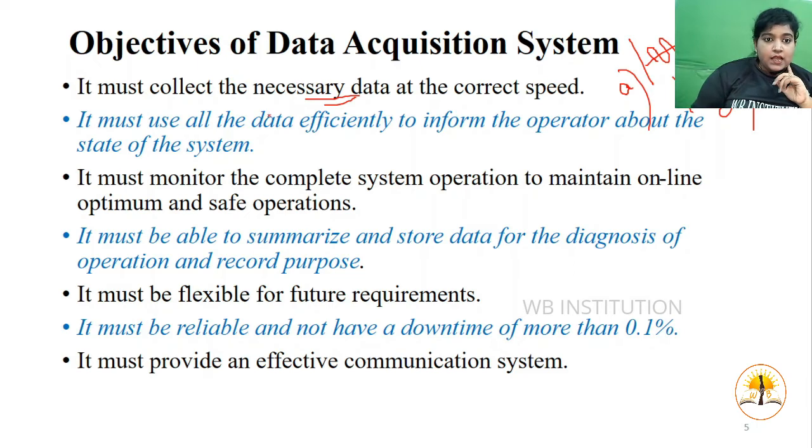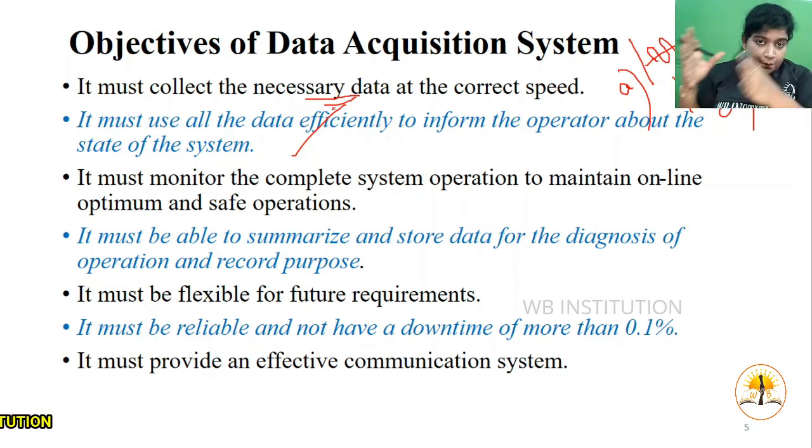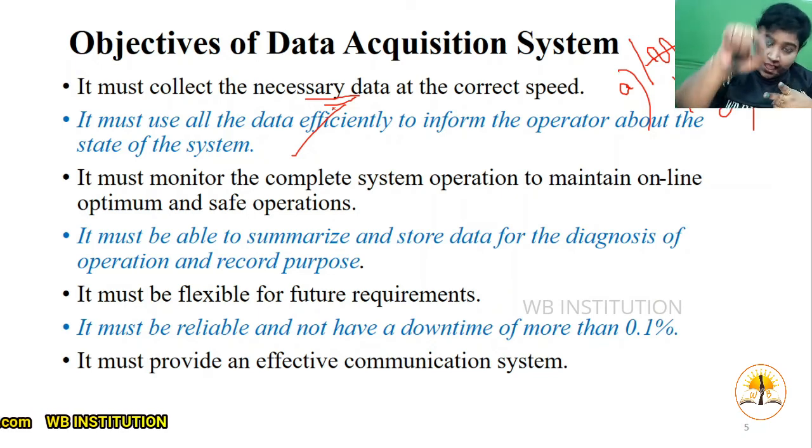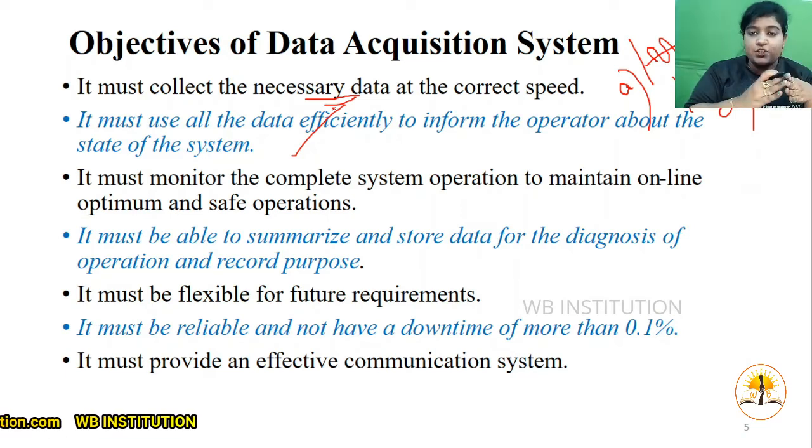Next is that it should use all the data efficiently to inform the operator about the state of a system. That means the collected data should be used efficiently. There should not be any error in a particular thing. The processing should be perfect. The efficiency of the data should be maintained perfectly. So the first one is your data collection, and the second one is the efficiency of the data which you have collected, meaning the data the acquisition process has collected and sensed. Right.